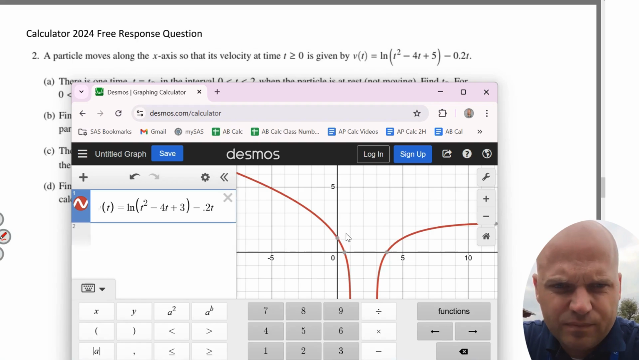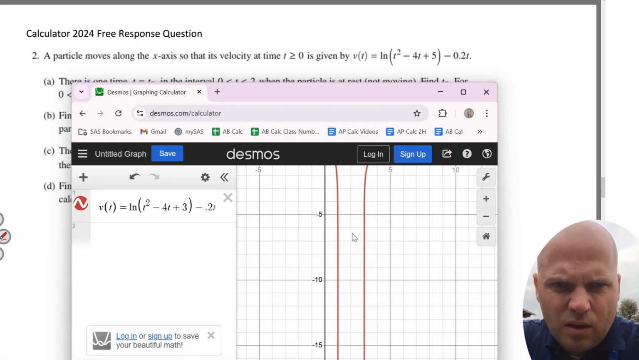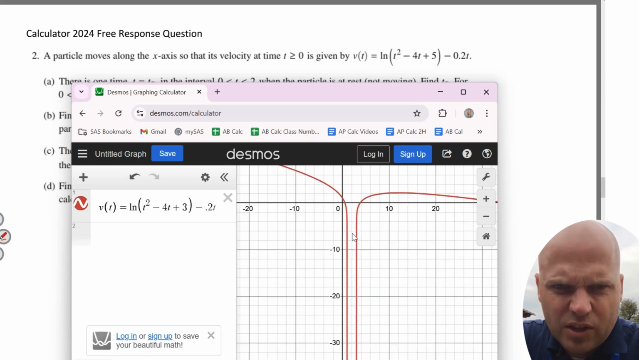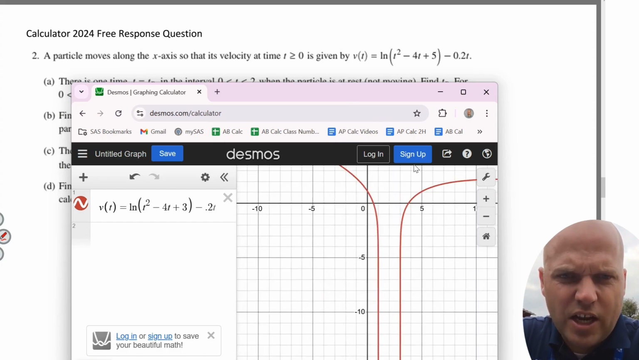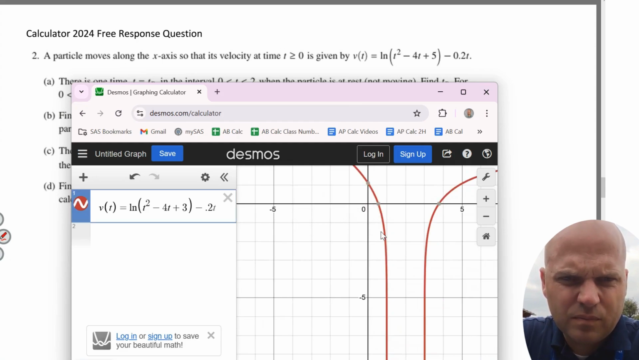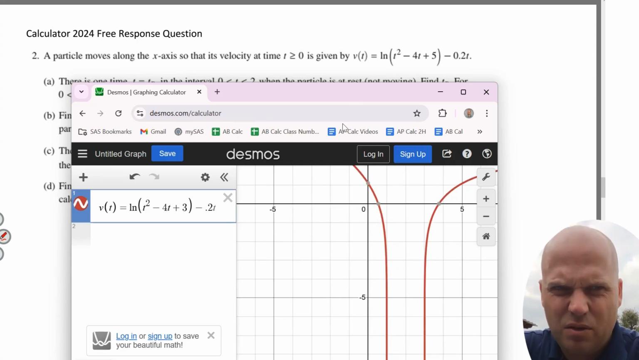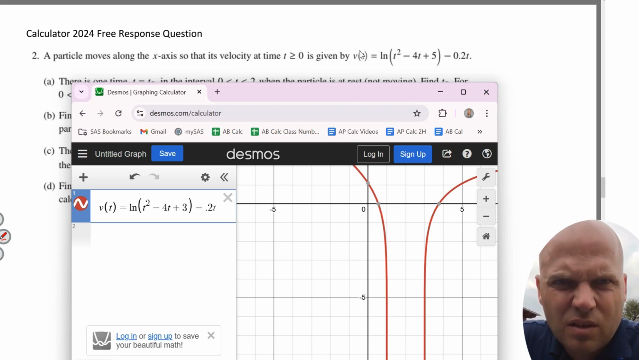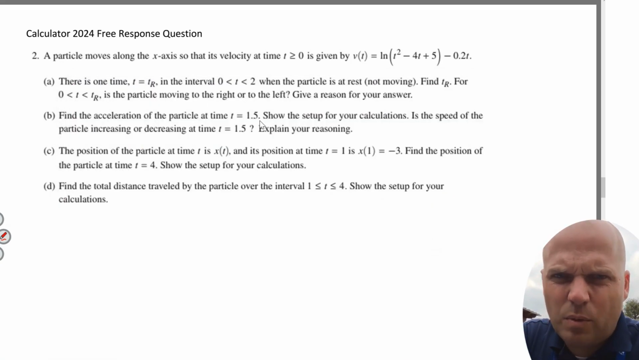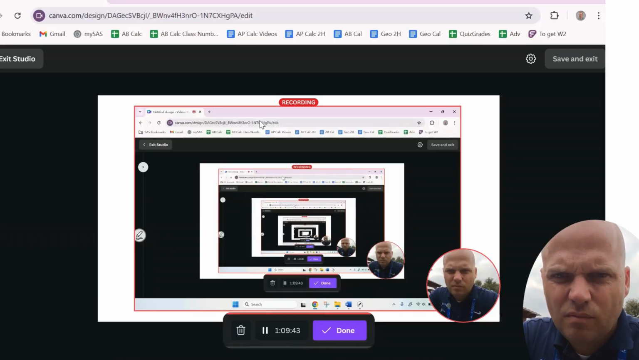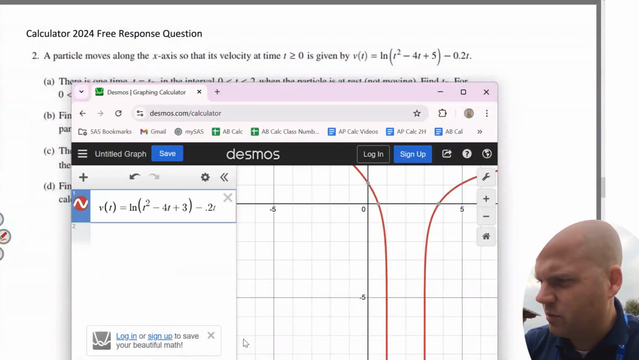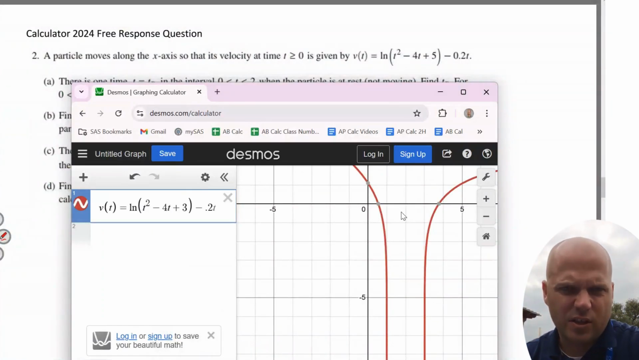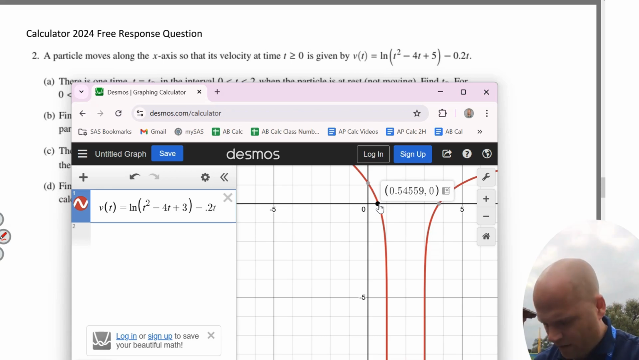Cool. There's my velocity. Oh, gross. Is that really it? There's a time between 0 and 2. Did I type this in right? This is gross. The particle's at rest. What is that time? Well, it's when your velocity is 0. It's when your derivative is 0. Here's the time. 0.545. Like, how soft is that?